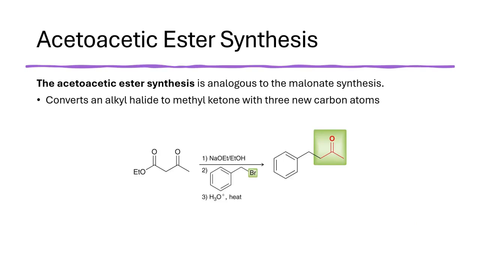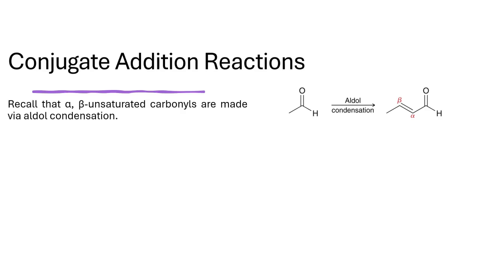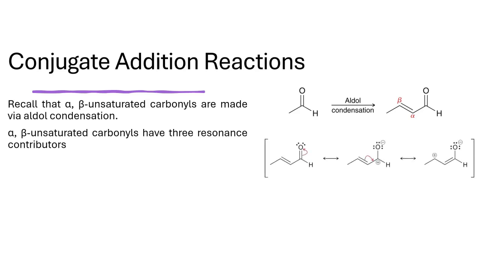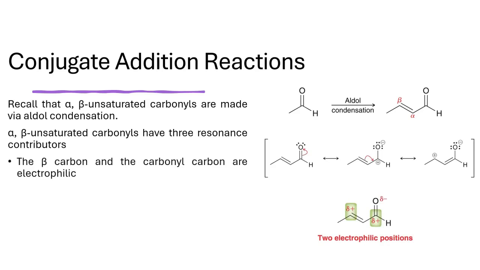Conjugate addition reactions. Recall the alpha-beta unsaturated carbonyls are made via the aldol condensation. Alpha-beta unsaturated carbonyls have 3 resonance contributors. Due to those 3 contributors, the beta carbon and the carbonyl carbon are electrophilic sites. Either carbon can be attacked depending on the nucleophile used.